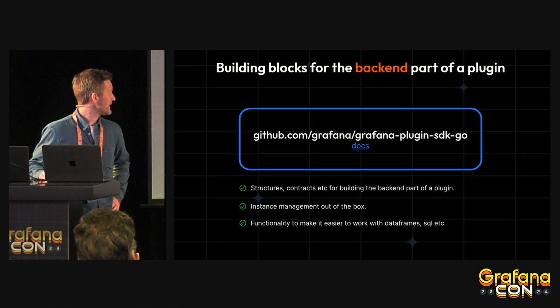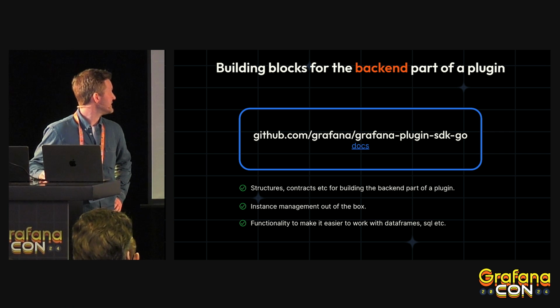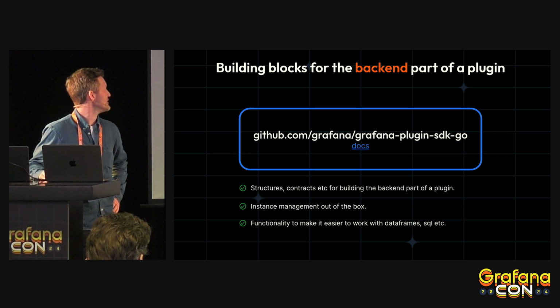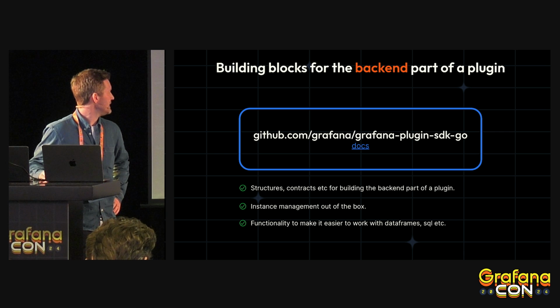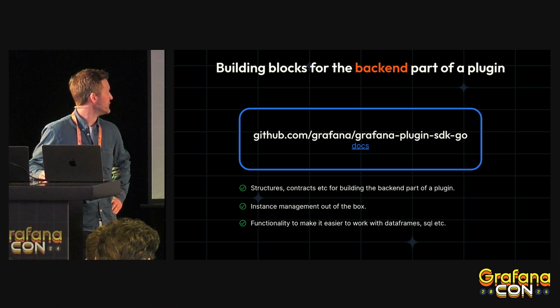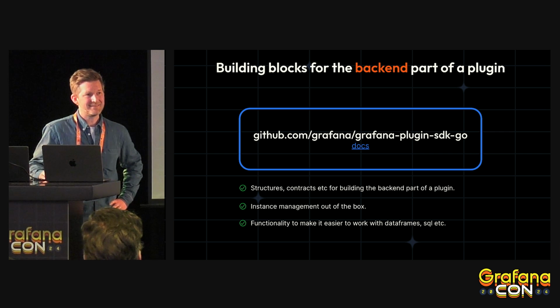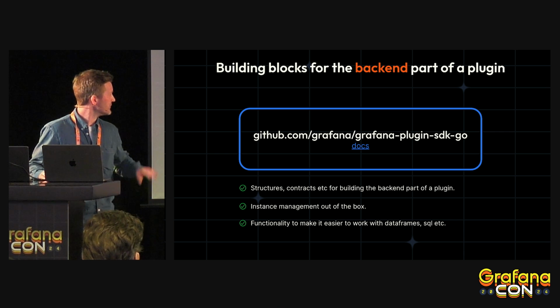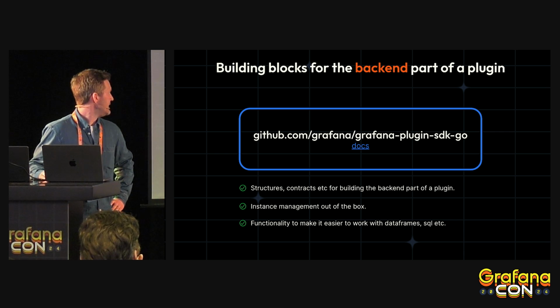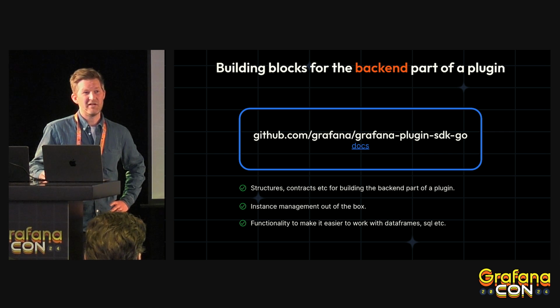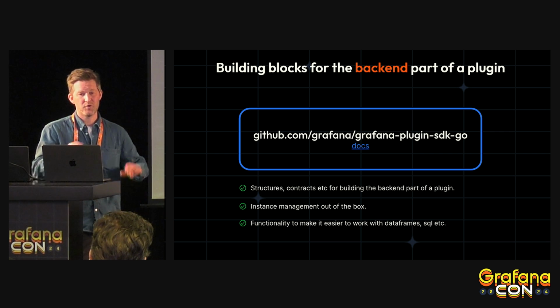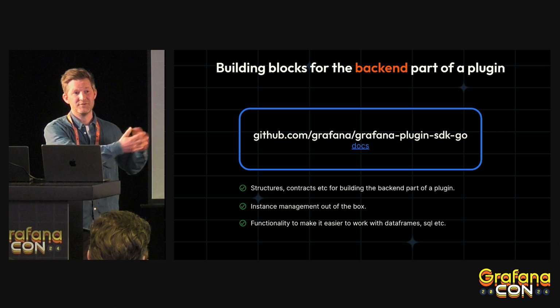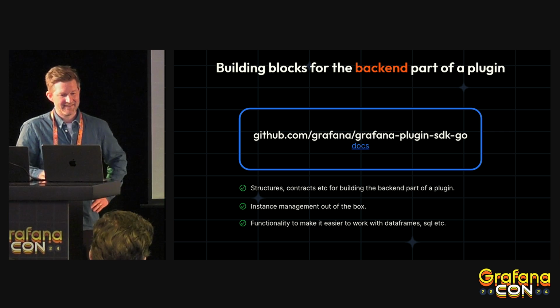So if you choose to have a backend, we also have a building block for that, and it's the Grafana plugin SDK Go package. It will give you a bunch of structure, contract, and building blocks to build backend plugins quickly and easily. You will get instance management out of the box, so you don't have to really care about that. Grafana will just run the plugin for you. And you will have a bunch of utility and functionality to transform the data that you receive from the upstream service into data frames, which is really nice.